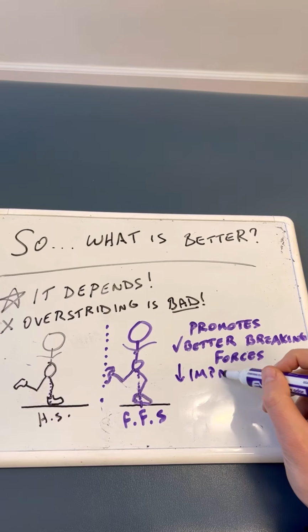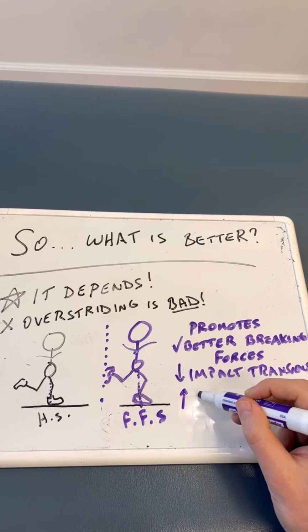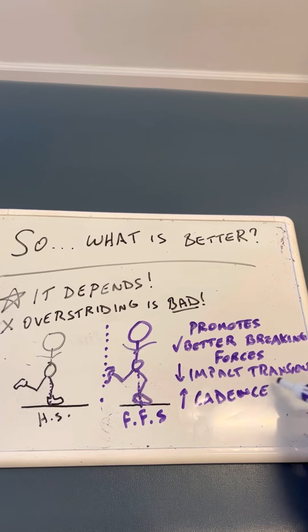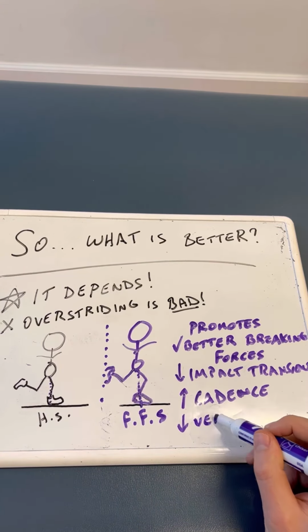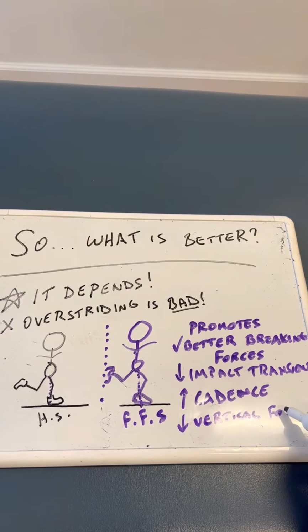An improved contact position will promote better braking forces and deceleration, a decreased impact transient, and increases our cadence, which has been shown to improve running economy and efficiency. It can also help decrease the amount of vertical displacement or bouncing that can occur during the running gait. So this will help decrease the overall amount of force absorbed during the running pattern.